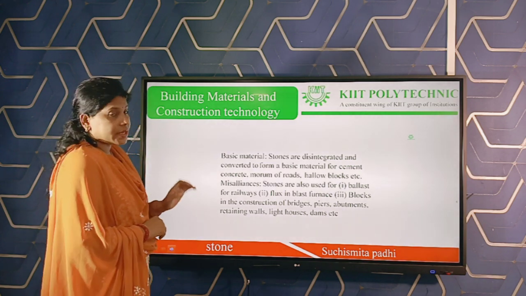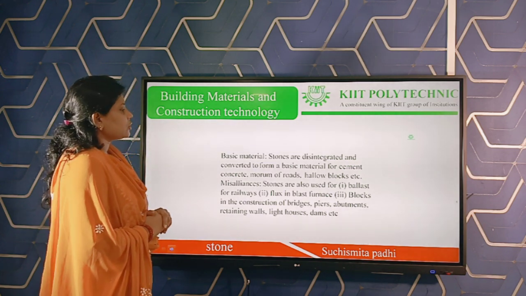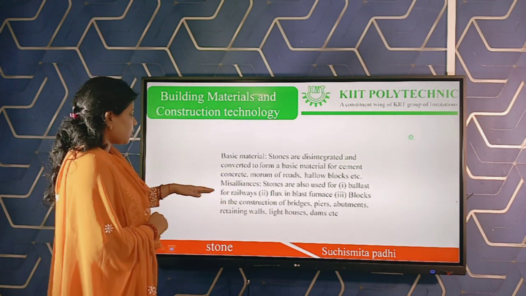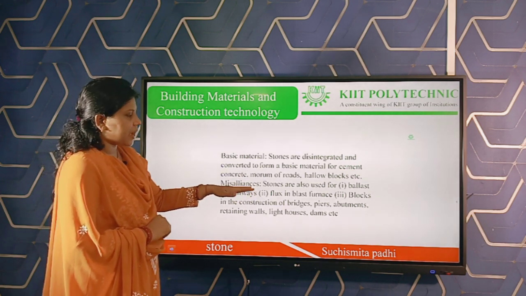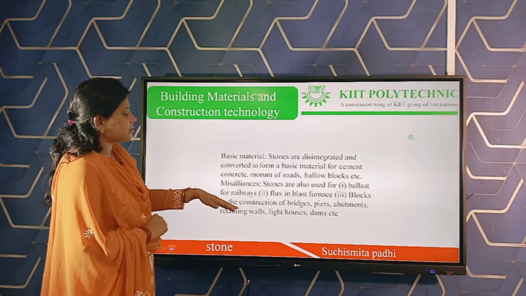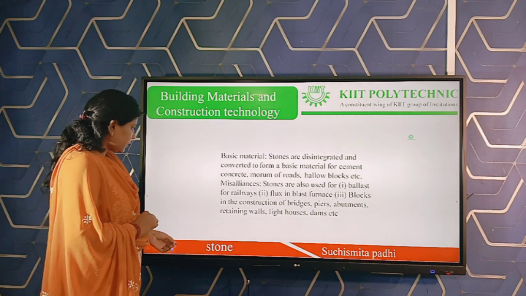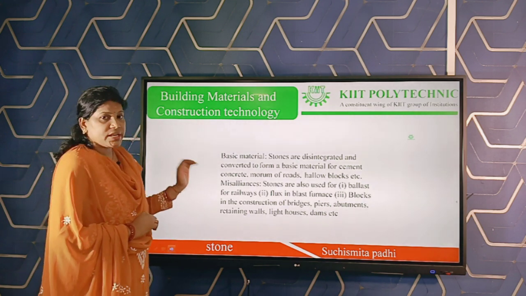And next is miscellaneous, meaning other. Stones are also used for ballast for railway, blocks in blast furnace, blocks in the construction of bridges, piers, abutments, retaining walls, lighthouses, dams, etc. So these are the uses of stone.